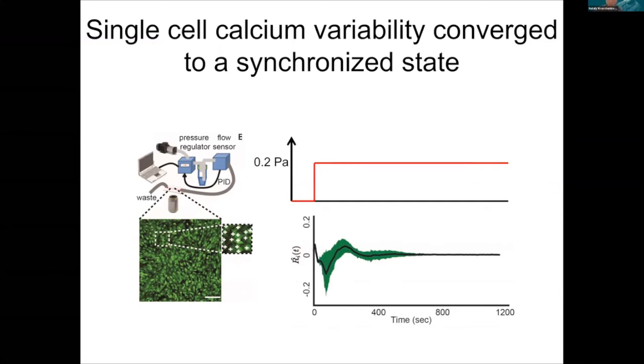Okay, so as a primer, here's a typical experiment. We use a computer-controlled PID loop to control the shear stress we apply to the monolayer of cells. When you see green, that means the intracellular calcium concentration is high. We apply a shear stress, as a step function for instance, and we look at the calcium dynamics of each individual cell.